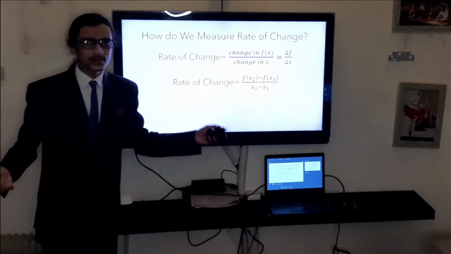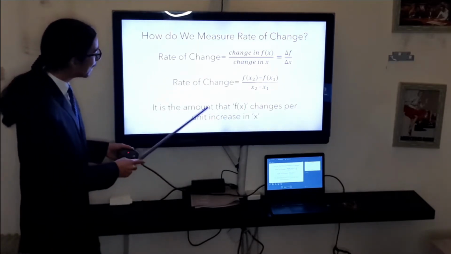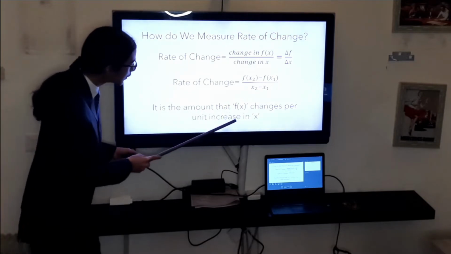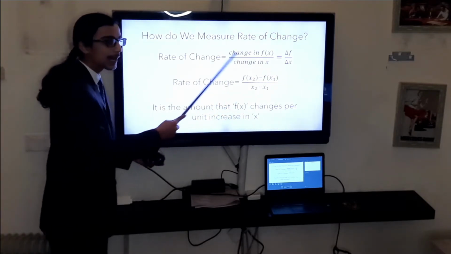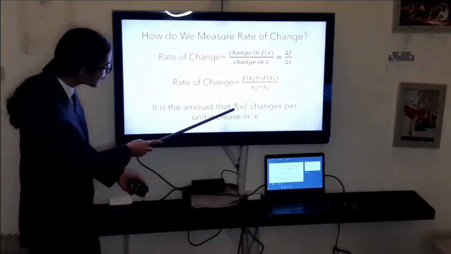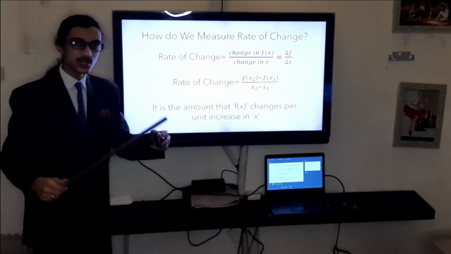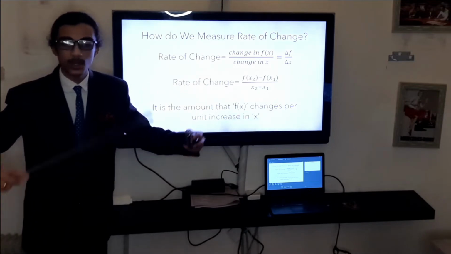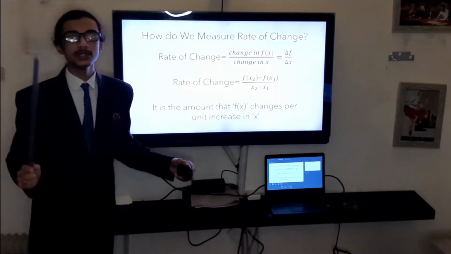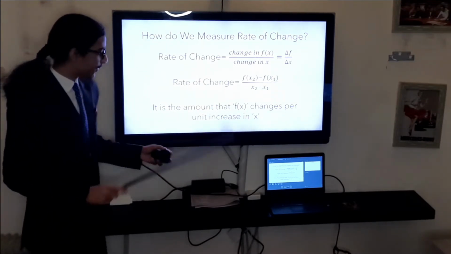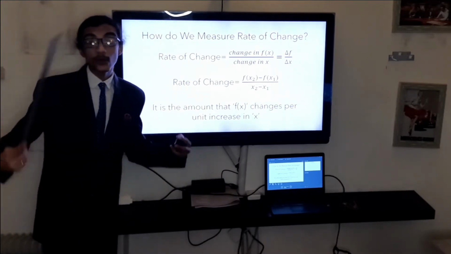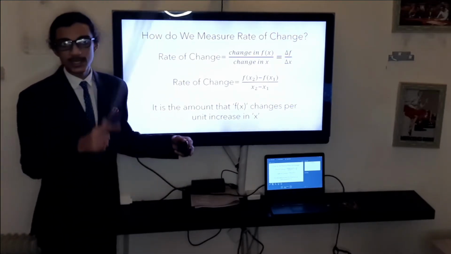Now, you might think, okay, well, what is this number? It is simply the amount that f of x changes per unit increase in x. This formula allows us to compute the amount that f of x changes per unit increase in x. That means that if I increase x by 1, what is the corresponding increase or decrease in f of x, right?